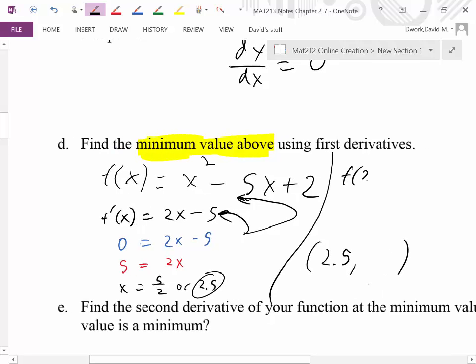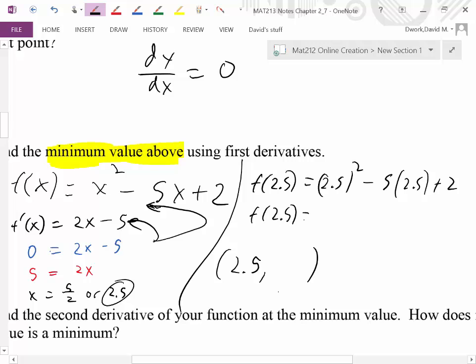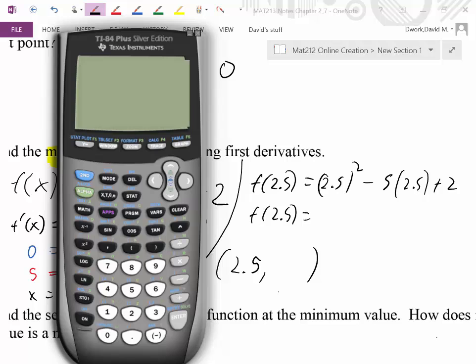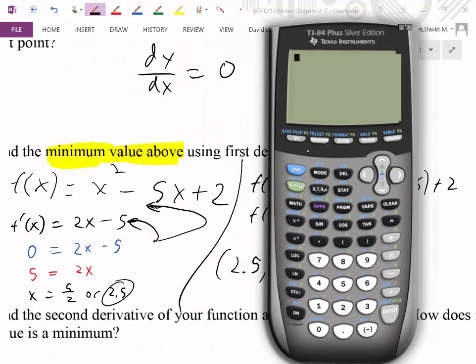So we're going to do f of 2.5, which would give us 2.5 squared, or 5 halves, whatever you prefer, minus 5 times 2.5 plus 2. And this will spit out an answer for us of negative 4.25. So now we can go ahead and verify that using our graphing calculator.